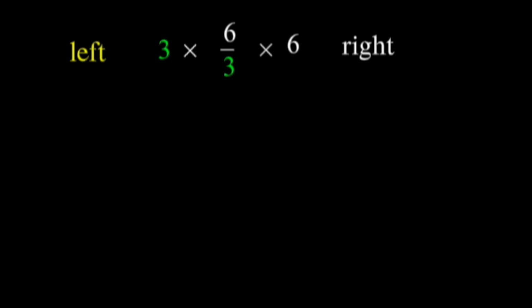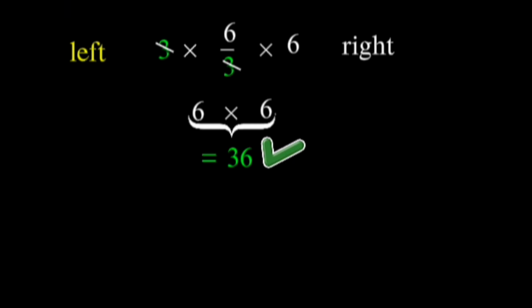So 3 divided by 3 over 6 becomes 3 multiplied by 6 over 3. Then we cancel the 3, and only 6 remains. Finally, 6 multiplied by 6 becomes 36. So the final answer is 36.